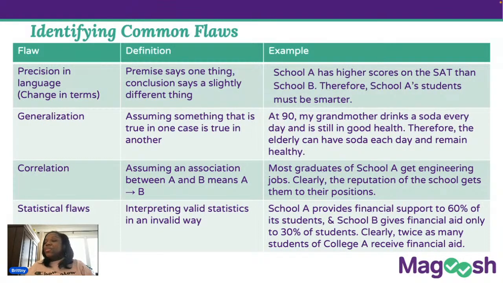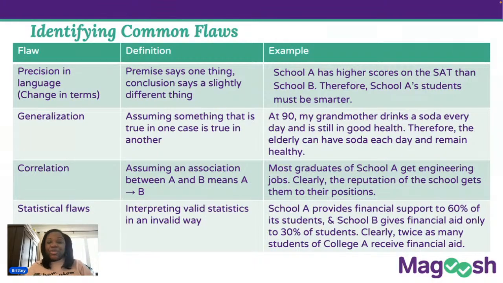So we can't generalize and assume that just because something is true for one person or one thing or one scenario, that it's also going to be globally true for all other scenarios. This is a generalization flaw. All right, the next one we have is correlation. And this is assuming an association. You may have heard correlation does not imply causation.